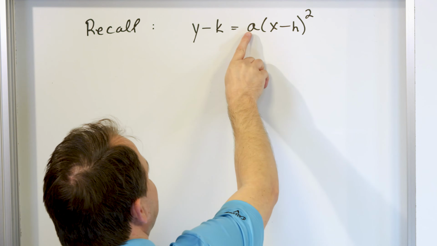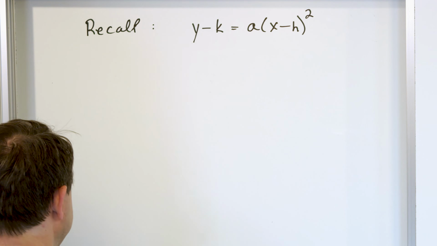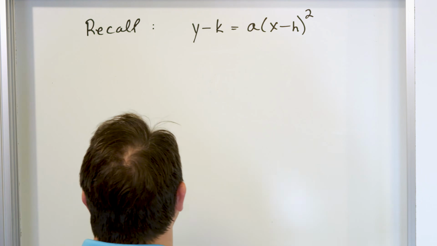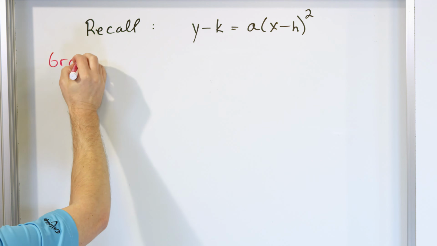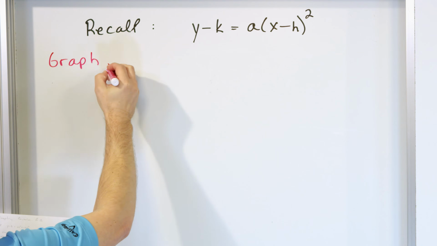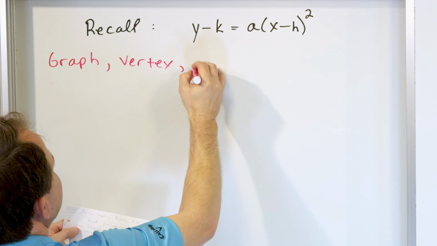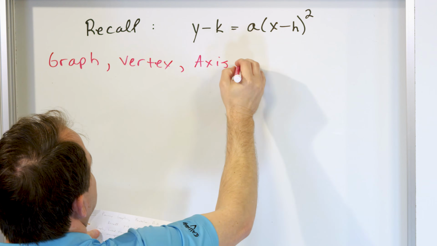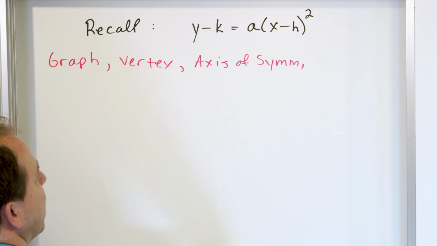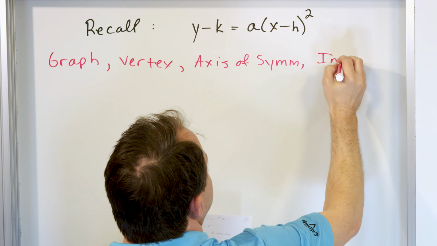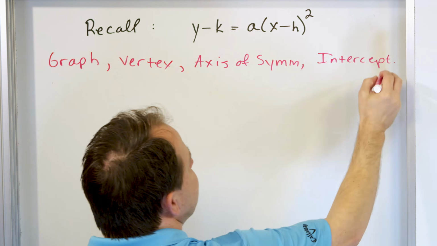And of course the a here in the front determines if it opens up or opens down, and also the steepness of the parabola. So we're going to get a lot of practice with all this stuff. What we want to do with every one of these problems is graph it, sketch it I guess is a better word. We want to show the vertex of every one of these parabolas. We want to write down the axis of symmetry, which we've defined in the past. And we want to show the intercepts. Because if you know all of this stuff, then you can sketch the graph.